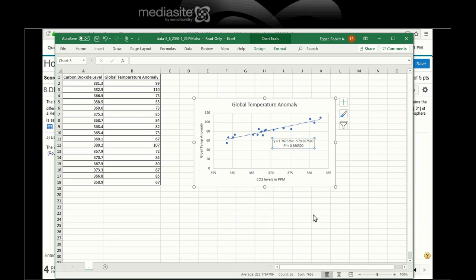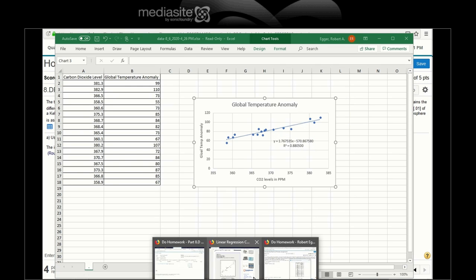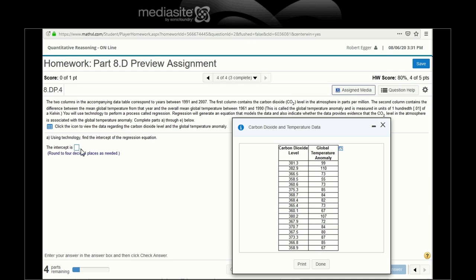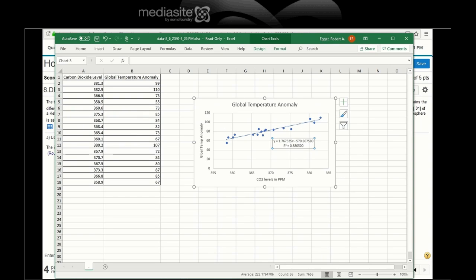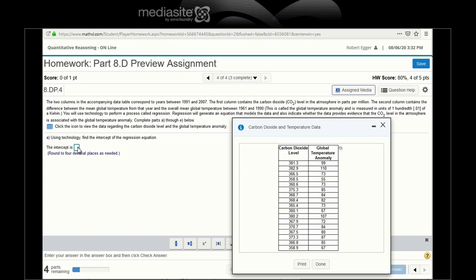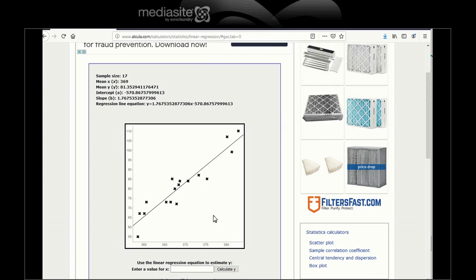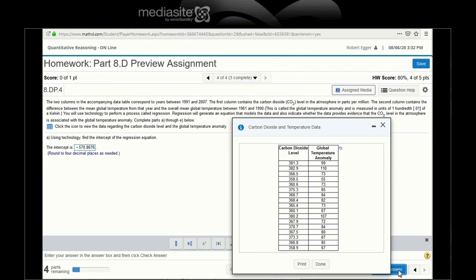So we'll use these numbers here. Let's see, the question is asking, use technology, find the intercept, to four decimal places. The intercept looks to be a minus 570.867580, so 0.8676 from the looks of it. So negative 570.8676. And how did the technology look? Minus 570.8676. Rounded. Answer. Good job.